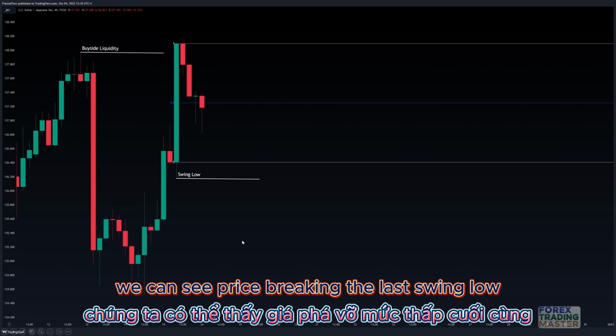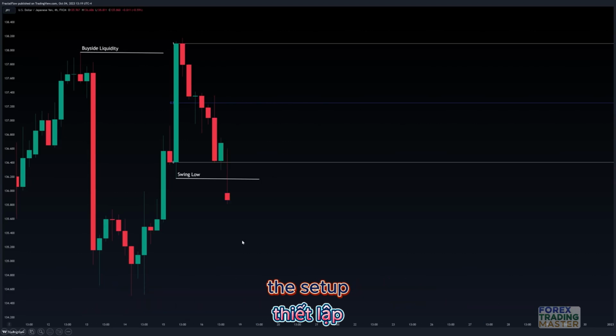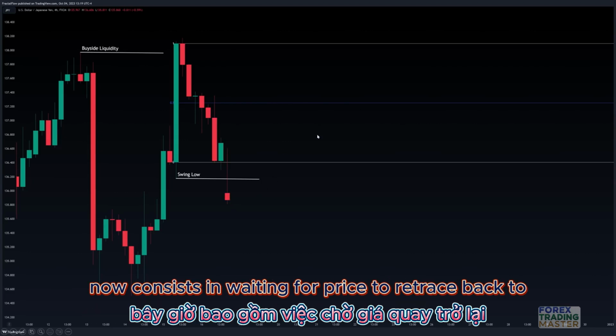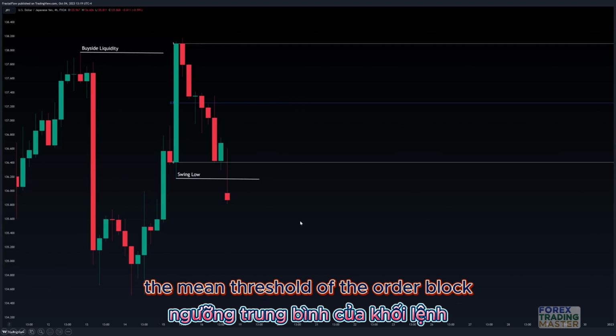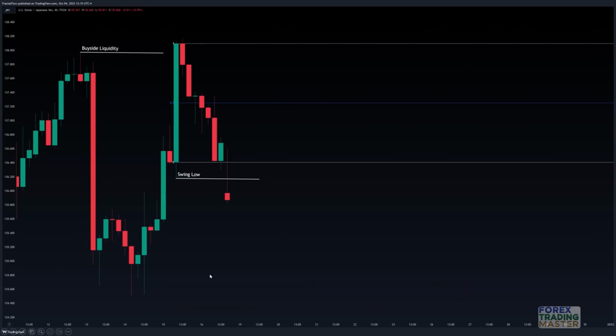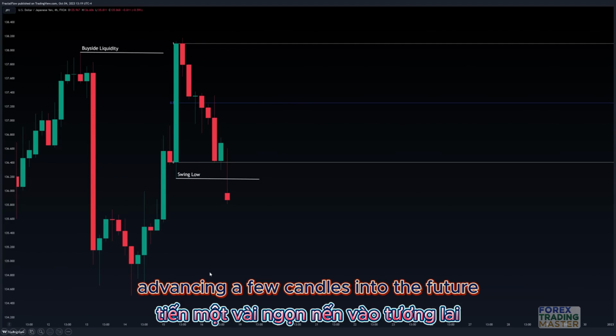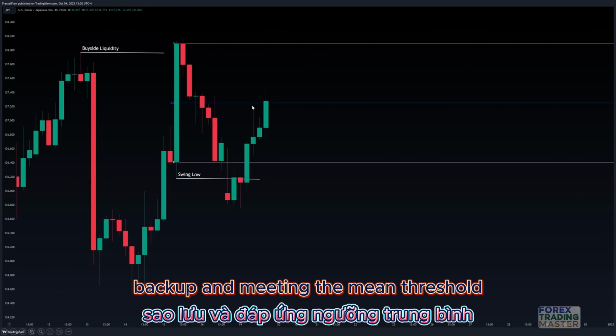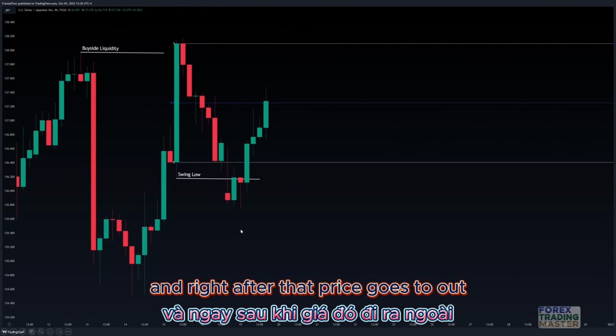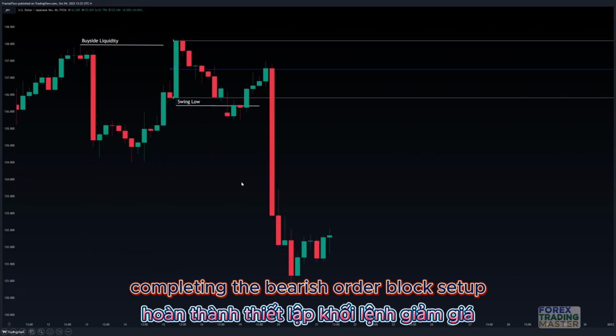We can see price breaking the last swing low. The setup now consists in waiting for price to retrace back to the mean threshold of the order block. Advancing a few candles into the future, we can see price retracing back up and meeting the mean threshold. And right after that, price goes to completing the bearish order block setup.